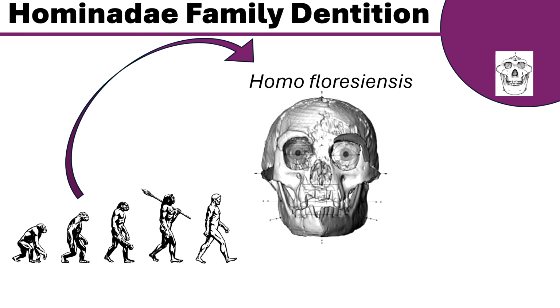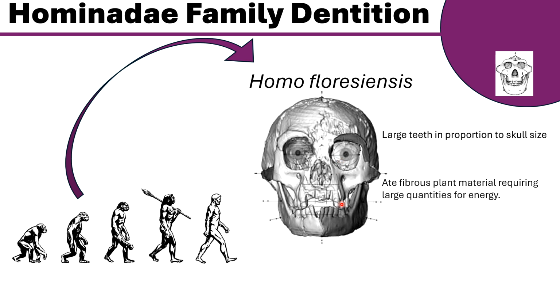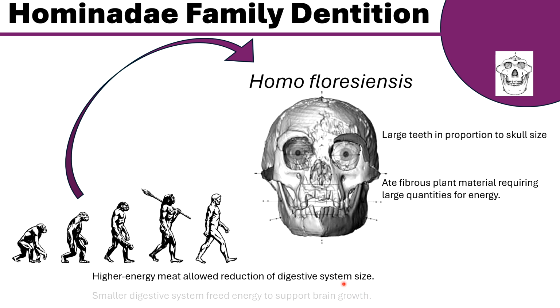Looking at our second species, we have the Homo floresiensis. Again, it's not exactly one that you might see here, just remember what its skull looked like. It had large teeth in proportion to its skull size, and they also ate fibrous plant materials requiring large quantities for energy, so they needed their heavy chewing. Now, they started eating higher energy meats, and this allowed reduction of their digestive system, which in turn freed energy to support brain growth and hence supporting evolution.